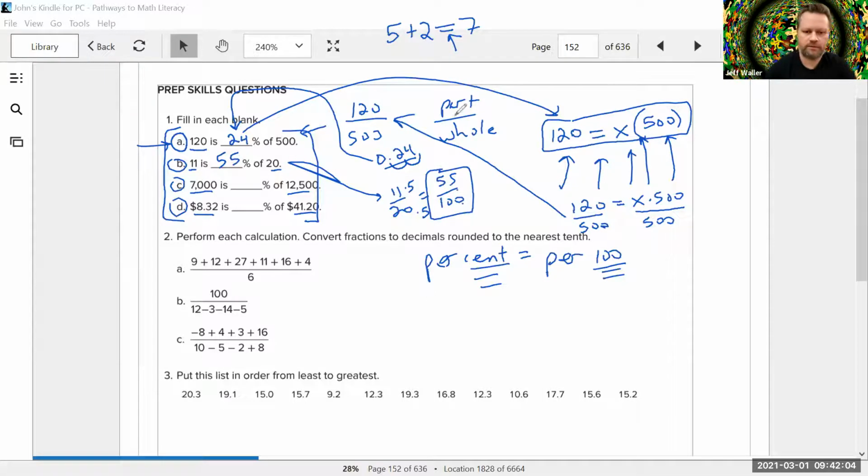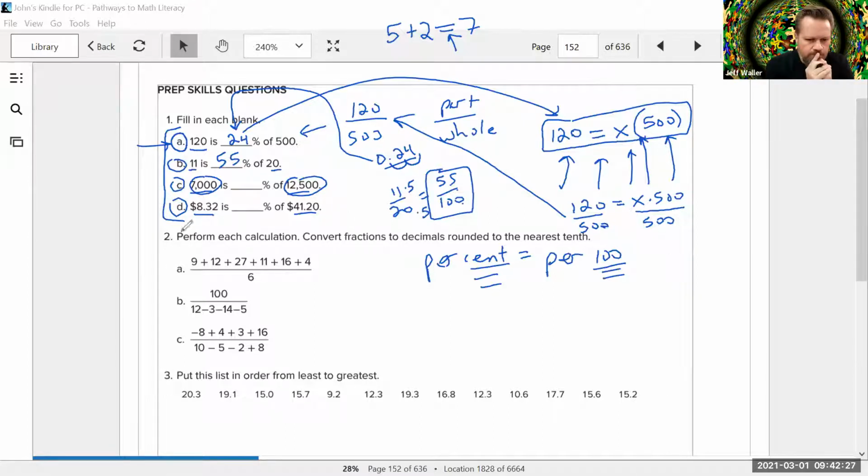And if you just do 11 divided by 20, don't you get 0.55? Yep. Anyway, I think we all get the idea. So then I would just do 7,000 divided by 12,500, move the decimal over twice, done. All right.